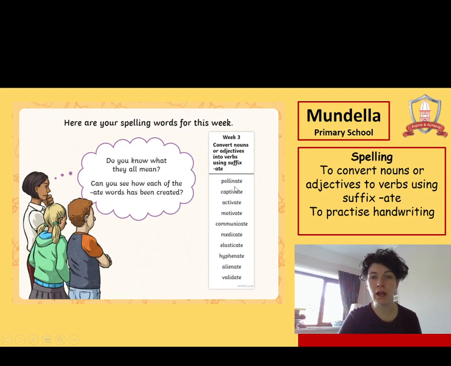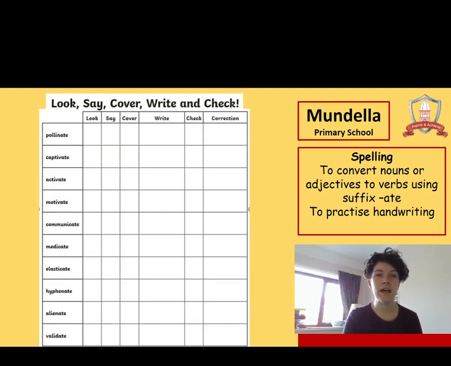Okay, so they all have the ate suffix. Do you know what they all mean? Can you see how each of the 8 words has been created? So what you can do here is you can use a dictionary or go onto the internet to look these words up if you don't know what they are. But hopefully some of those will be very familiar to you because they're words that we use on a regular basis. If you don't know what they mean, pause the video now to look them up. Okay, we have a look, say, cover, write, check activity that you can do. So this is where you're practicing the spellings.